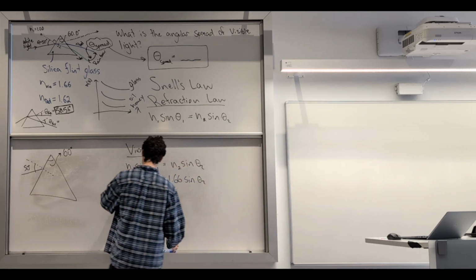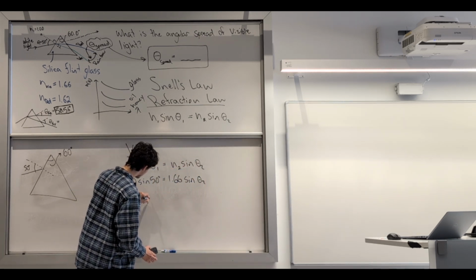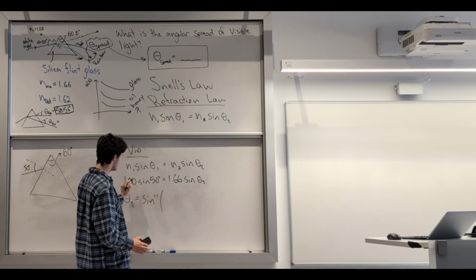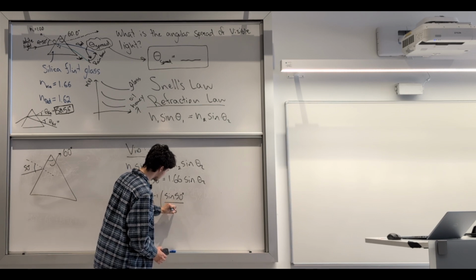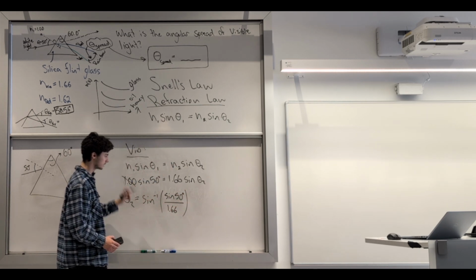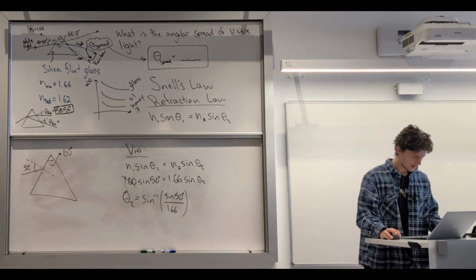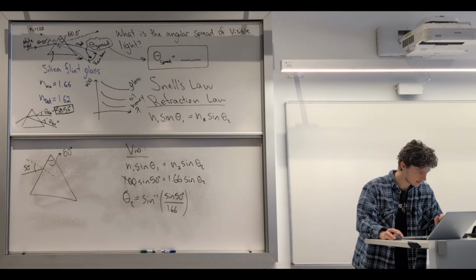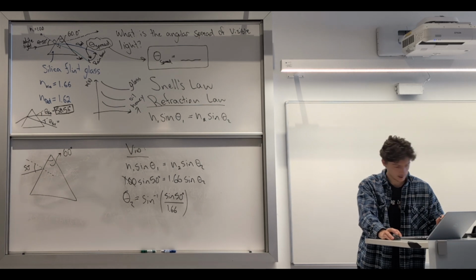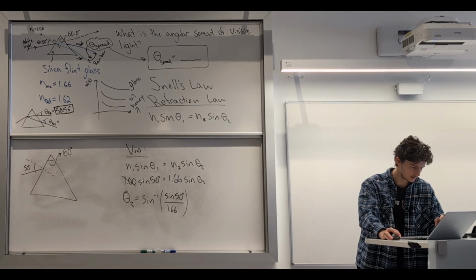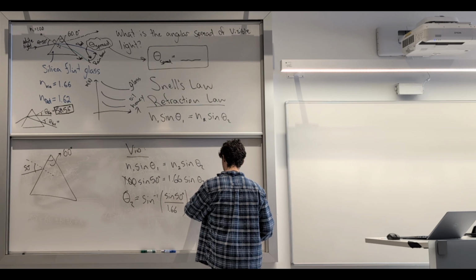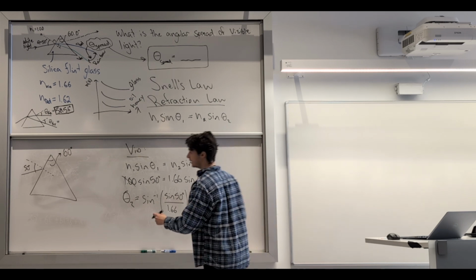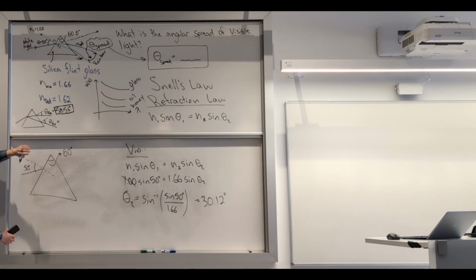So again, we can isolate the same way. Theta 2 is equal to sine inverse sine of 50 over 1.66. Again, I just removed this 1 because 1 times anything is that same thing again. And we are back to the calculator. Boom. So we have sine inverse, we have sine 50 degrees divided by 1.66 equals 30.12. Interesting. 30.12 degrees. So before we saw that it was actually around 28.